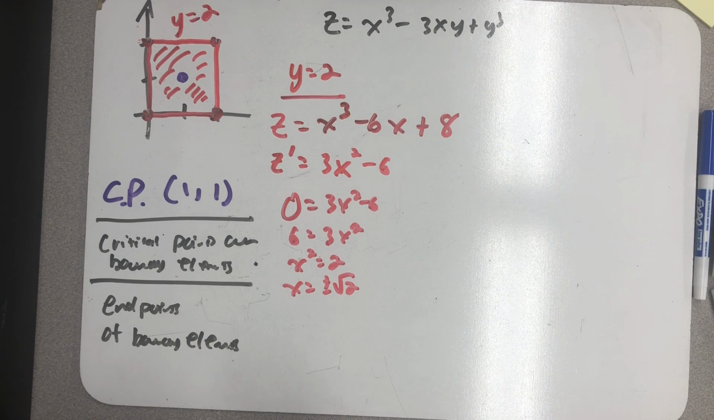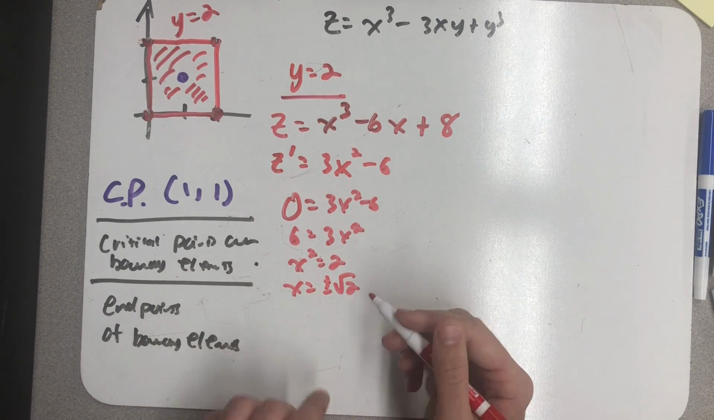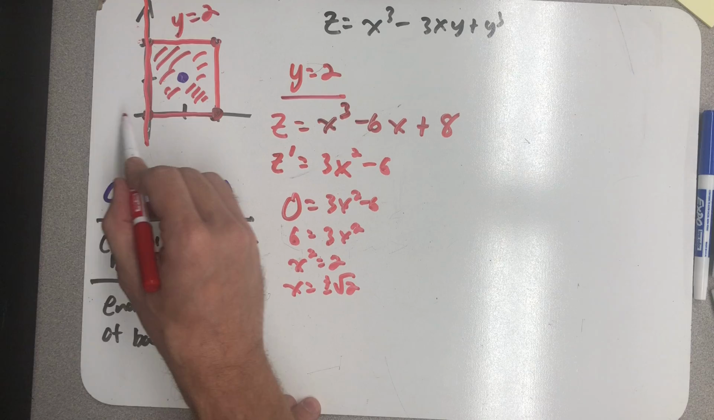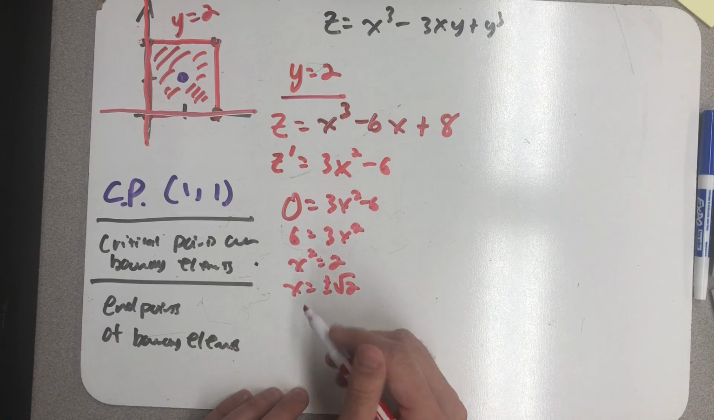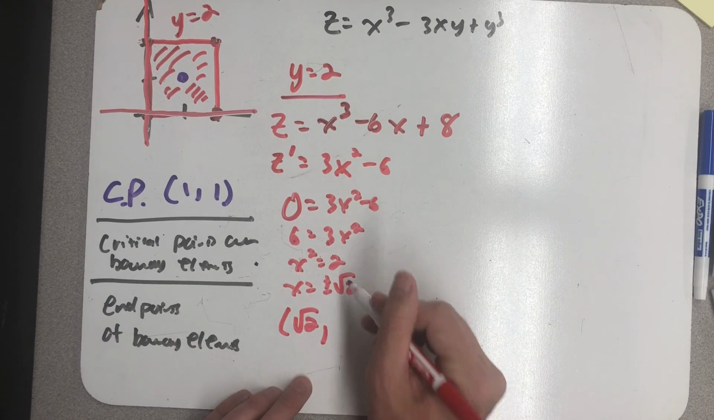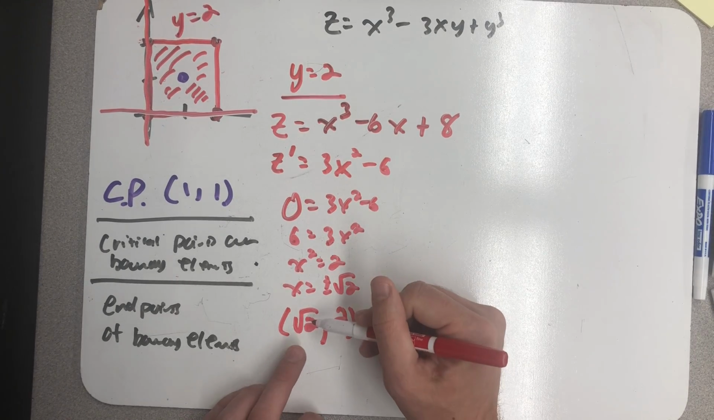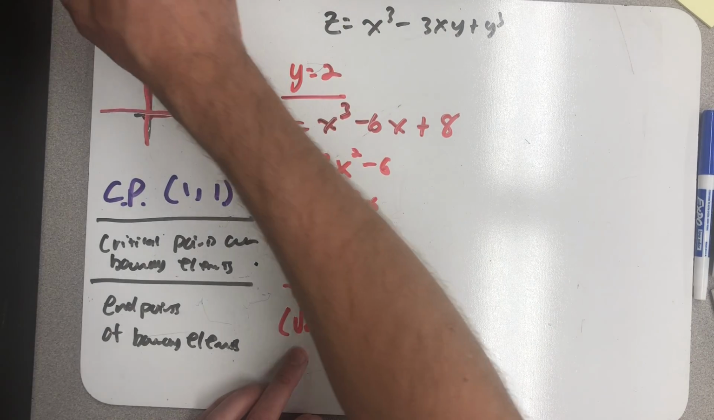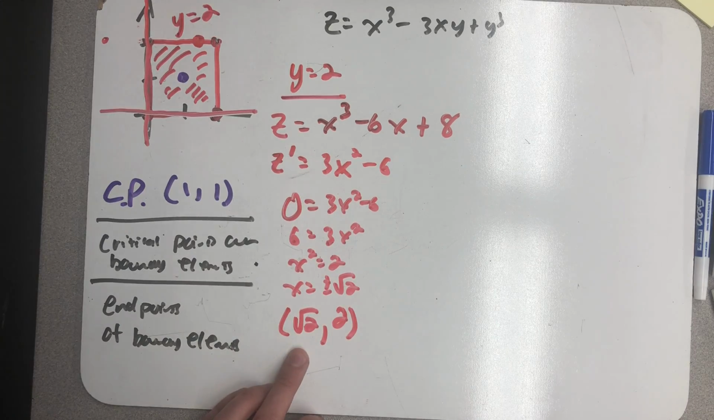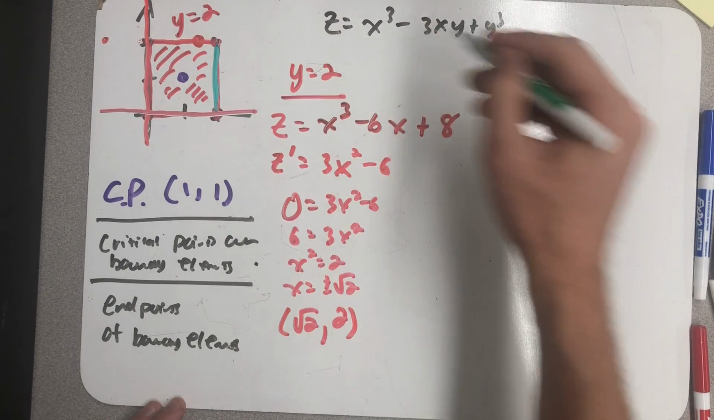Nicely enough, I only have to worry about the plus part because my x's and y's are clearly bigger than 0. So I get one point to check out here. x is root 2 and y had to be 2. And let's think about where that point lives. Square root of 2 is about 1.414. So that critical point would be right about here. The other one would be out here. So that checks everything I need to know about the y equals 2 part. Let's move on and see what happens where x is equal to 2.